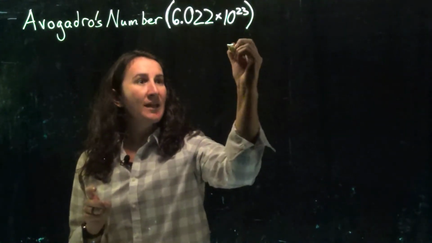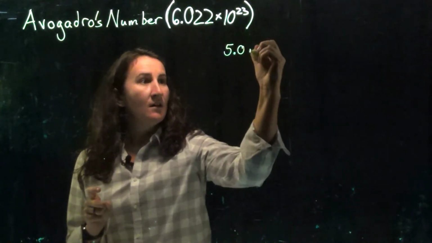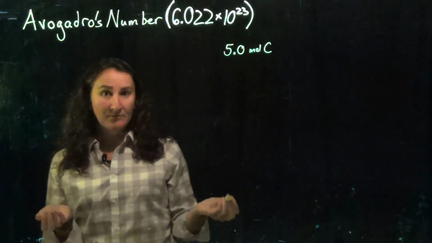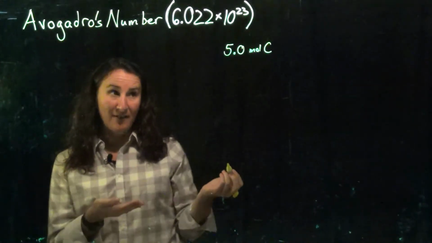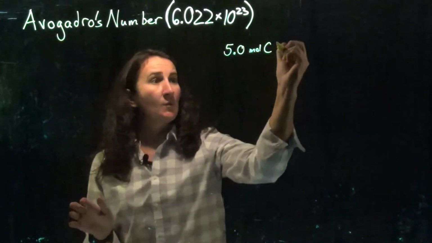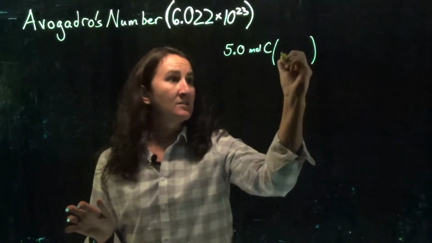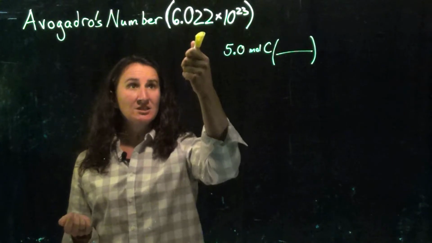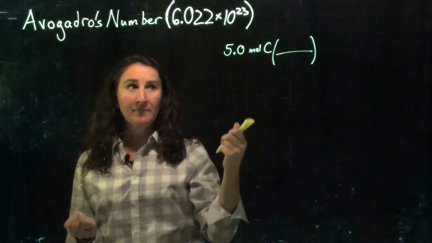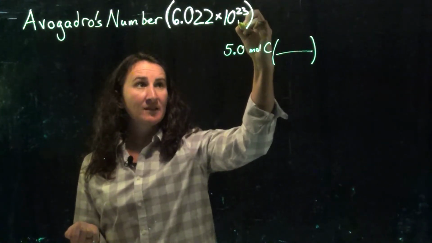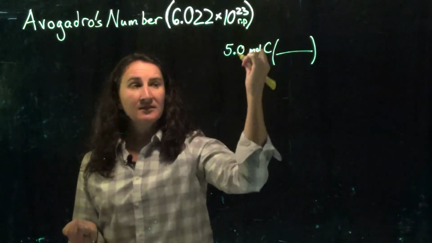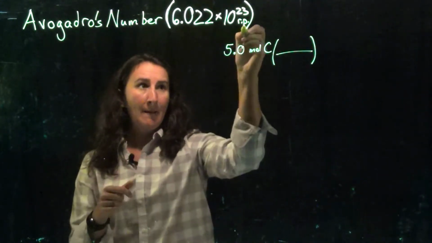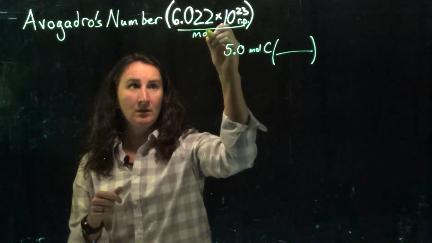So let's pretend we have 5 moles of carbon. How many atoms of carbon do we have then? If we have 5 moles of it, how many atoms? And so what we're going to want to do is use Avogadro's number as our conversion factor. So the question is, does this go on top or bottom? And so what I like to remind myself is this stands for representative particles, meaning atoms, molecules, whatever word fits in that blank, per mole, okay?